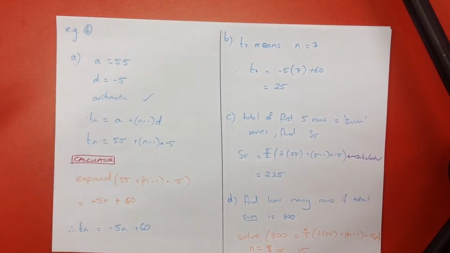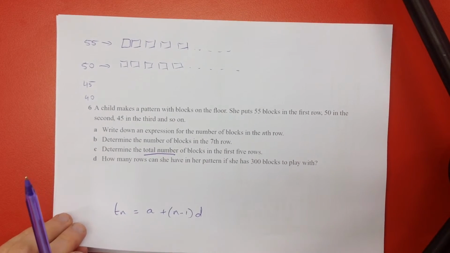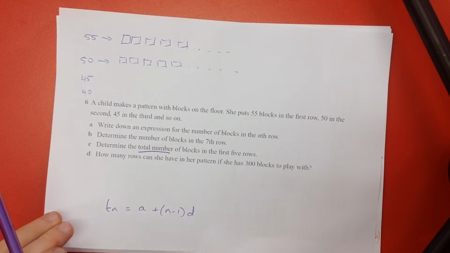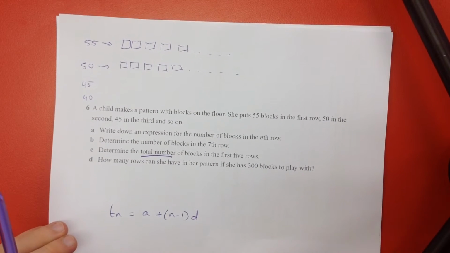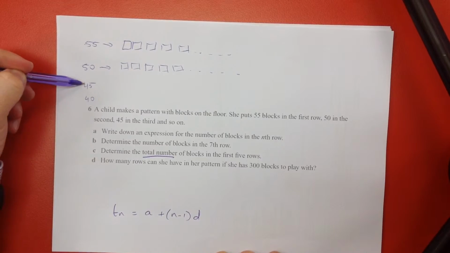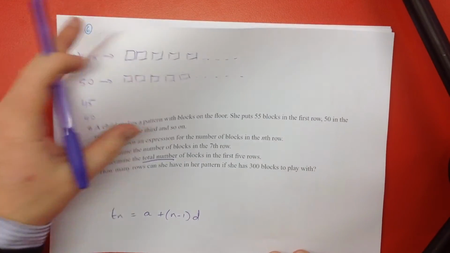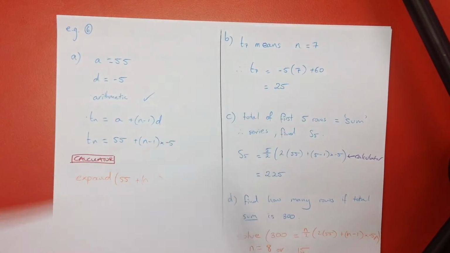Next question, D. How many rows can she have in her pattern if she has 300 blocks to play with? So it's decreasing each time. She's got 300, and obviously she's used 55 of them here, and she's used 50, and she's used 45 here. She's used probably about half of them already, but because it's shrinking each time, you expect it to take a little bit longer than 6. Let's say how many rows.